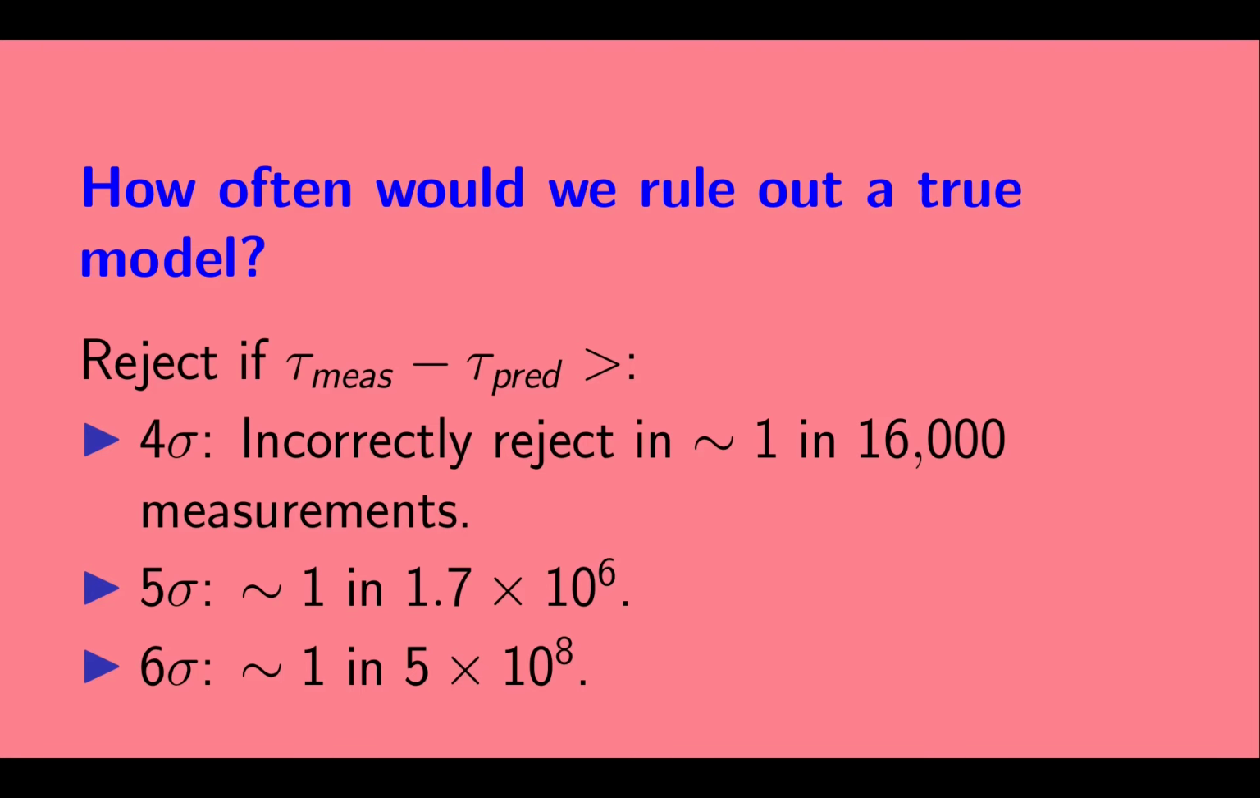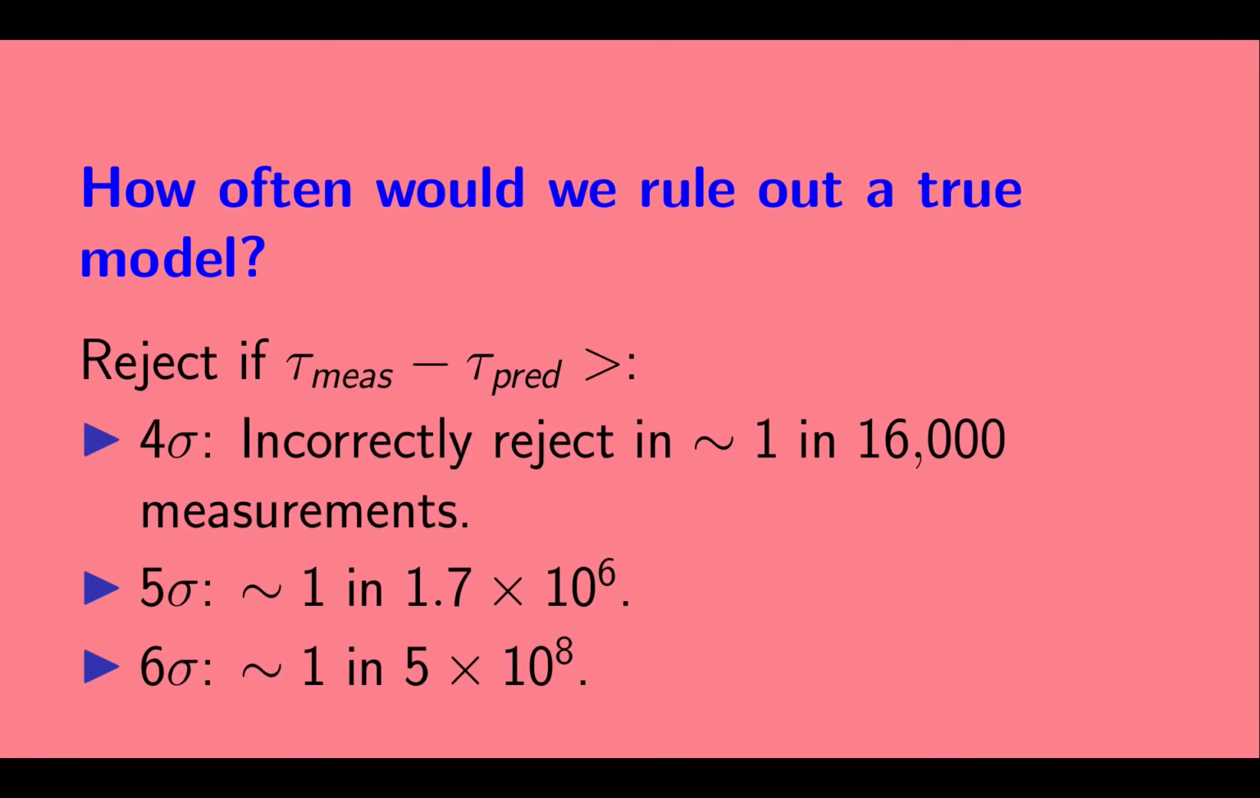Let's ask, for various possible rejection criteria, how often would we rule out a true model? Well, if we rejected the model whenever tau measured fell more than 4 sigma away from tau predicted, we would reject a true model in about 1 out of every 16,000 measurements.